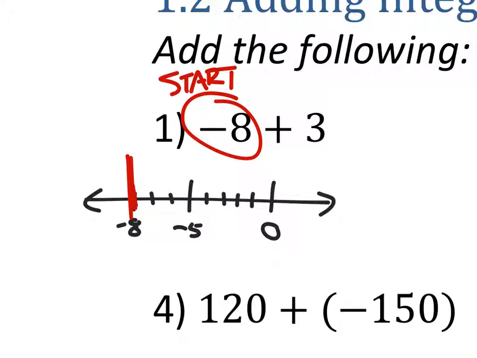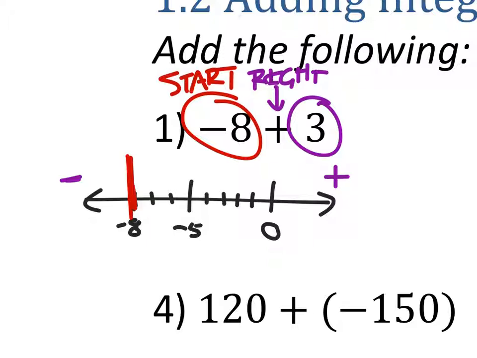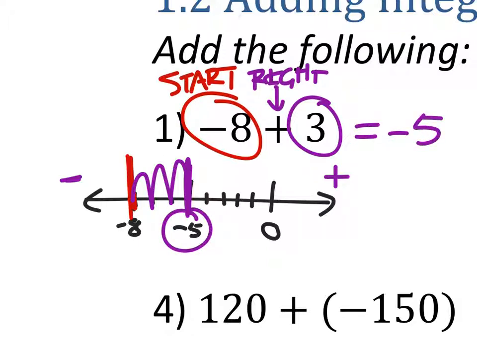Now, the plus direction or positive direction is to the right. The minus or negative direction is to the left. This one here is saying plus, so that's going to tell us to go to the right exactly 3 units. So I can count this out: 1, 2, 3. And that's where I end at, -5. So that would be the final answer for this problem: -8 plus 3 is -5.